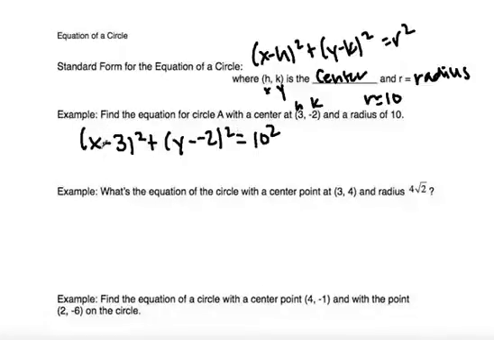So you can clean that up a little bit. The first part stays exactly the same, (x - 3)², but y minus -2 becomes y plus positive 2, squared, because of the minus and negative. And 10 squared is just 100. So I've written my equation for a circle with a center at (3, -2) and a radius of 10.